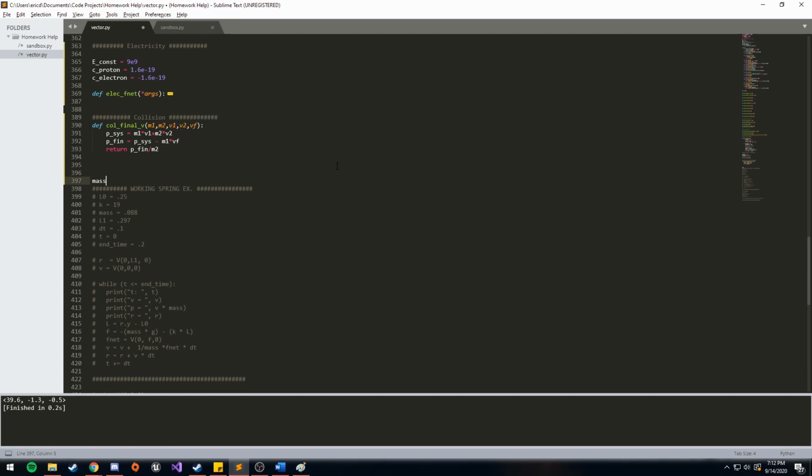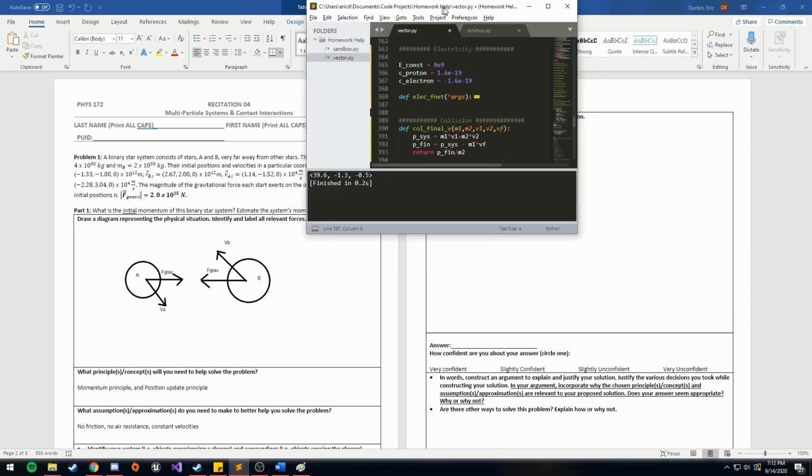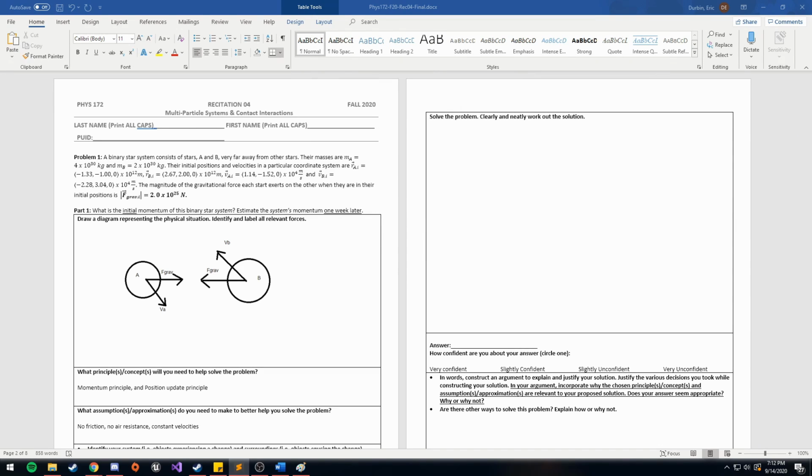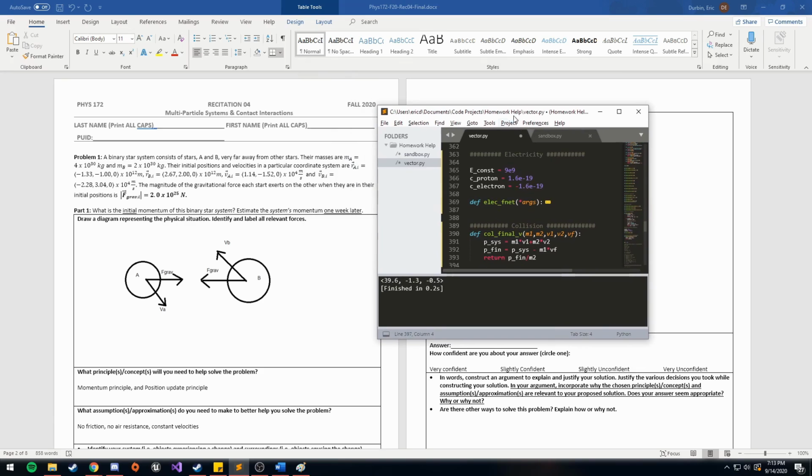What the masses are, we're gonna slide this to the side. 4E30. MB equals 2E30.